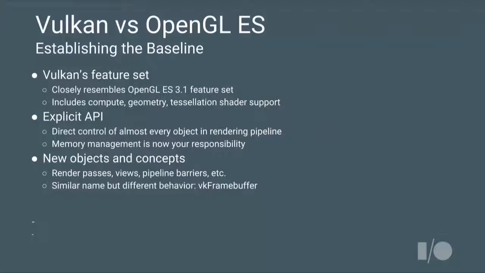Vulkan on mobile's feature set is comparable to that of OpenGL ES 3.1. However, it does include compute, geometry, and tessellation shader support. It is an explicit API. The developer is directly responsible for, or has direct control of, almost every object in the rendering pipeline. The developer is also responsible for memory management. There are some new objects and concepts that come with the API. There are also things that have similar names but function slightly differently.